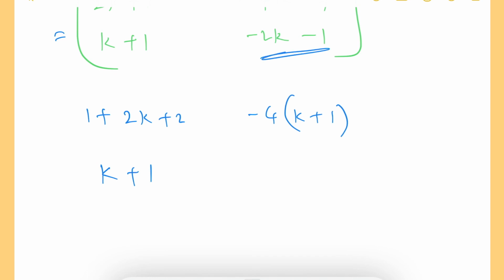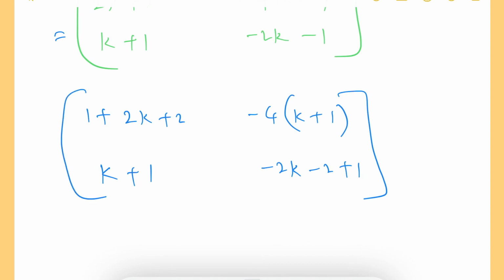Oh sorry, just a minute, I will change this fourth one. We have minus 2k minus 1. So what I will do, minus 2k I wrote as it is, minus 1 I am writing as minus 2 plus 1. Just some small changes I am making.